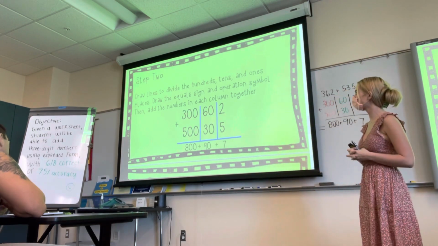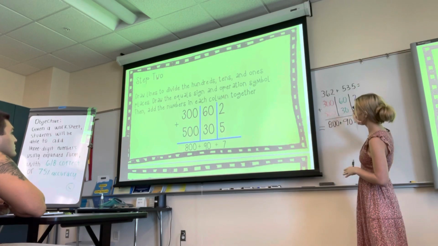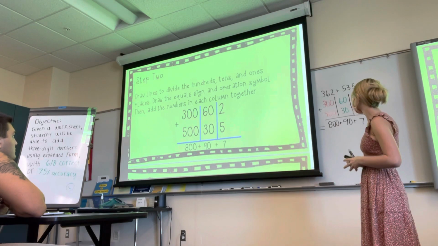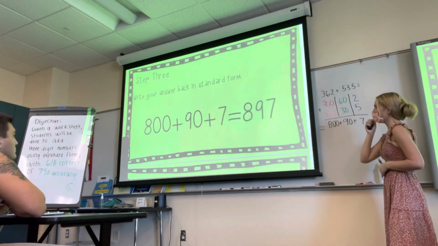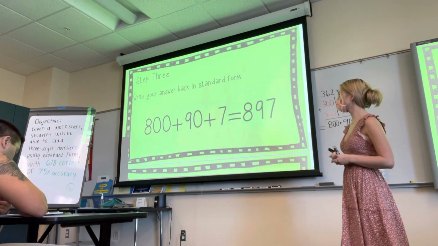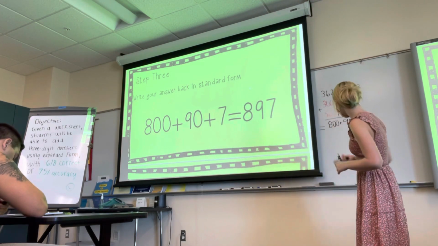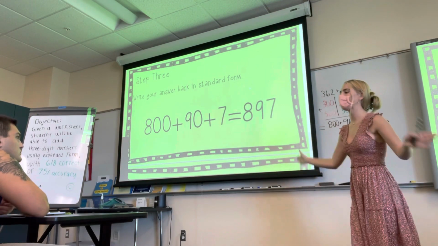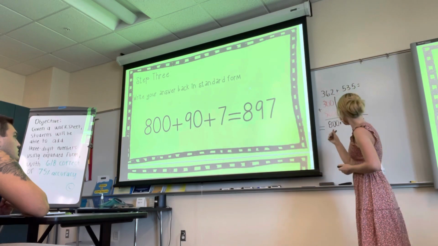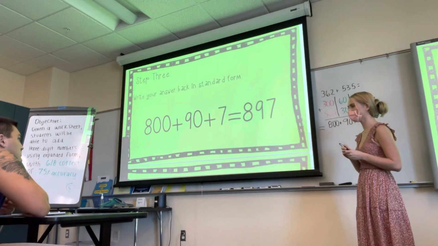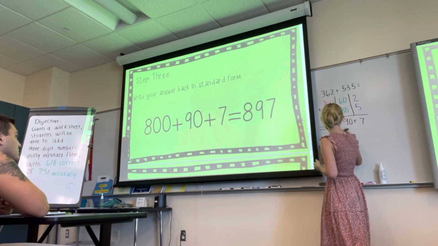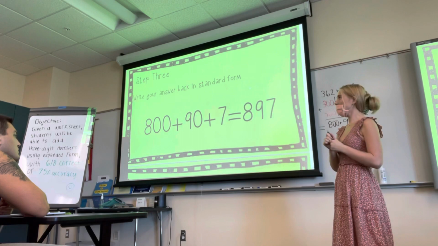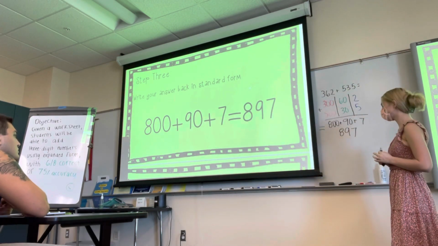Again, the second step is to draw lines to divide the hundreds, tens, and ones. Draw your equal sign and operation symbol, and then add the numbers in each column together. Our third and final step is to write your answer back in standard form. So right here we have the number in expanded form, and we want to put it back into standard form. So what is 800 plus 90 plus 7? 897. And there you go. We just added 3-digit numbers using expanded form.